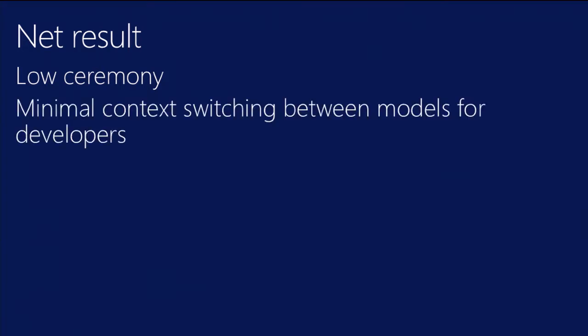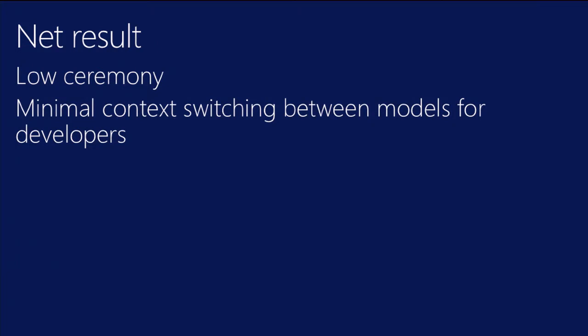And the result from this was that we had extremely low ceremony. Do you know what ceremony code is? So when you have to write a lot of code to, for example, transform between models, to shuffle data back and forth, glue code and stuff like that, code that you just have to write, but it doesn't do anything interesting. So we could keep that down to a minimum.